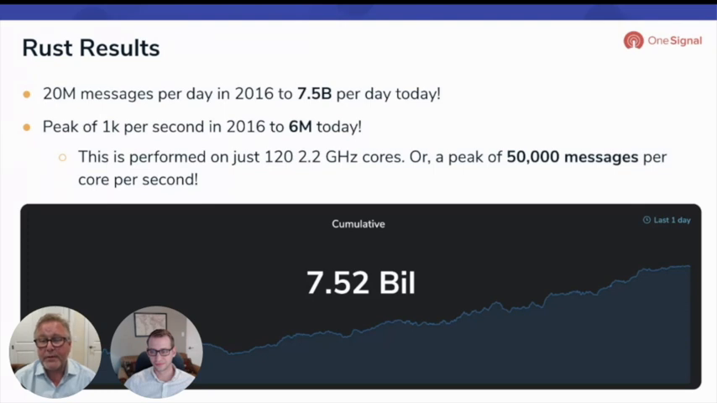We've gone from 20 million messages per day in 2016 to over 7.5 billion today. The peak number of messages delivered has gone from 1,000 per second in 2016 to 6 million today, a 6,000 times increase. And we've done that without blowing our hardware budget. We do all of this with just 120 2.2 gigahertz CPU cores, a mix of Intel and AMD, which means that at our peak, we are doing 50,000 messages per core per second. If we simply bought more cores as a solution to this growth, we'd need more than 5,000.